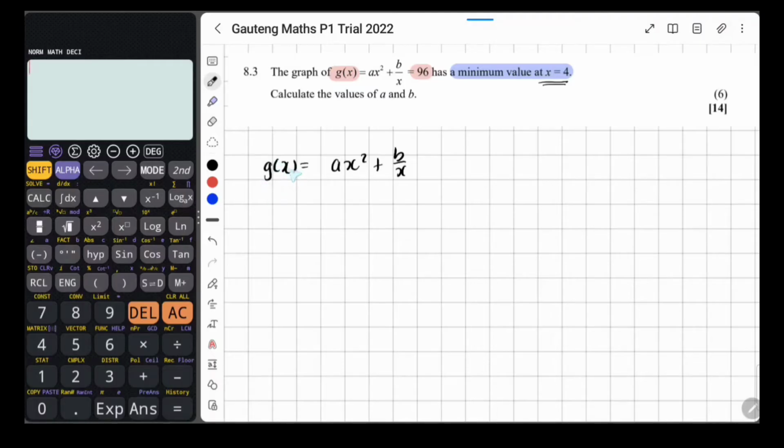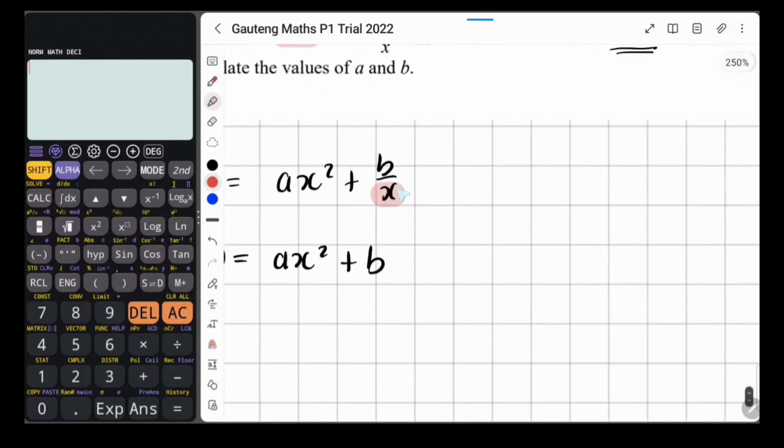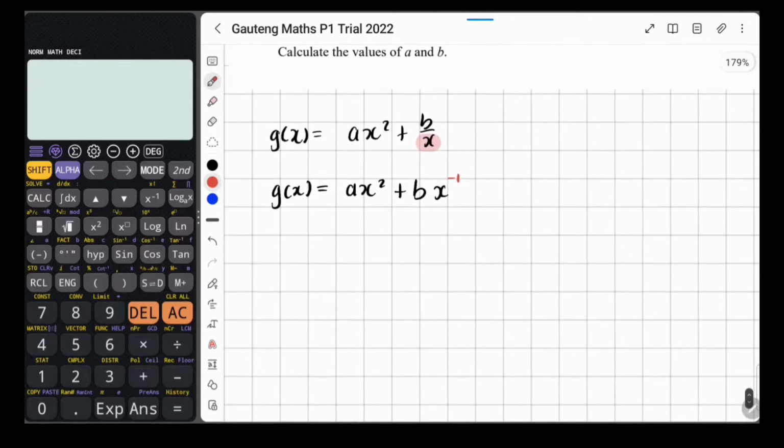So to find the gradient, we're going to derive this function. But it's not ready to be derived because we have an x on the denominator. So we need to get that x on the numerator. So I'm rewriting it as g of x is equal to ax squared. And then we have plus b. The x is going to the top. And because it's going to the top, remember, the natural exponent of x is already 1. So when it goes to the top, you're going to have a negative 1. So you have x to the power of negative 1. Okay, now it's ready to be derived.